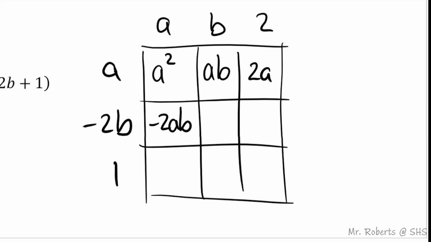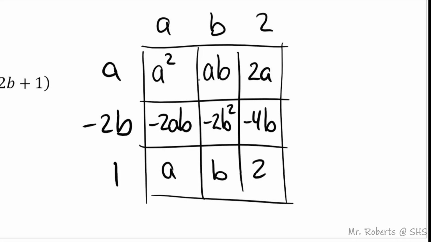Same product. The one next to that, negative 2b times b is going to be negative 2, but a b times b is a b squared. Next to that, I've got negative 2b times 2, which is going to be a negative 4b. And then the last row, 1 times a is a, 1 times b is b, and 1 times 2 is 2.